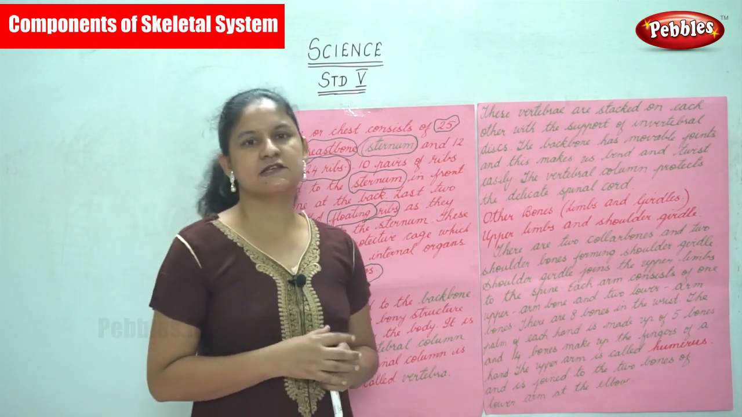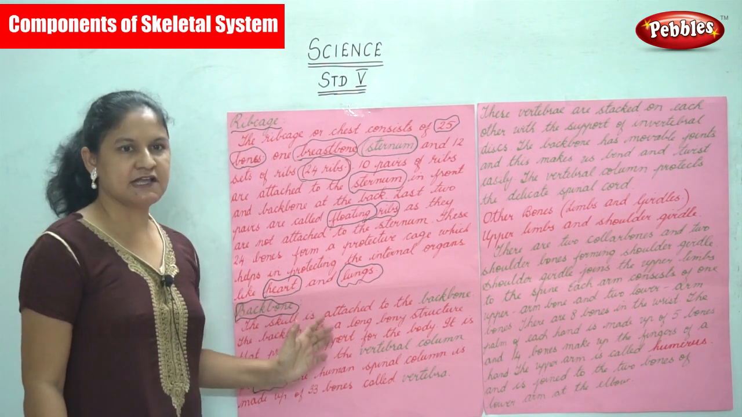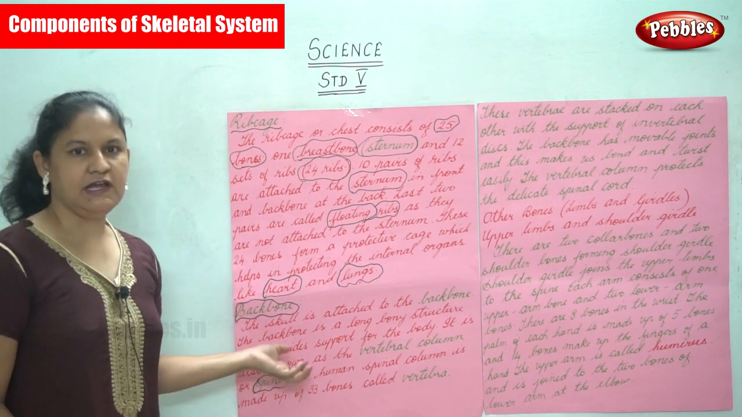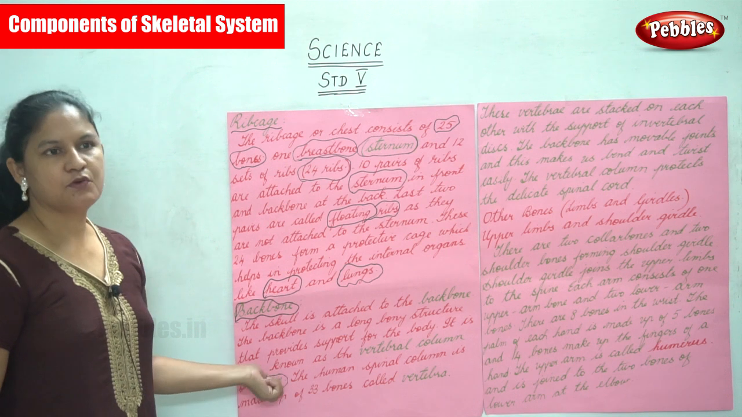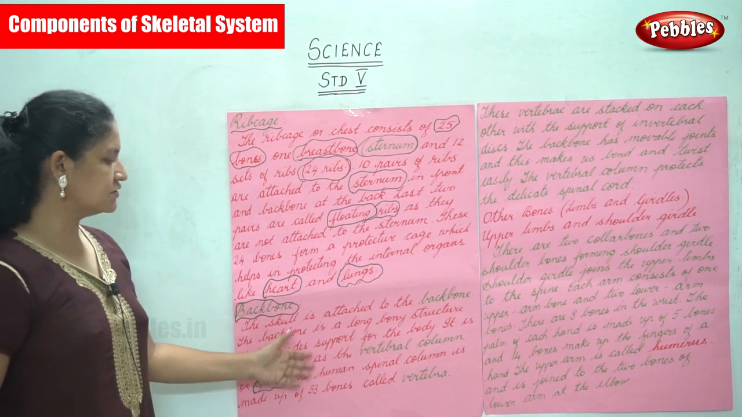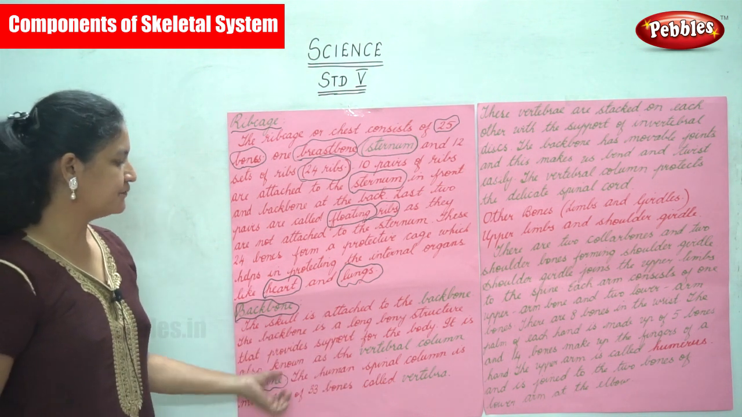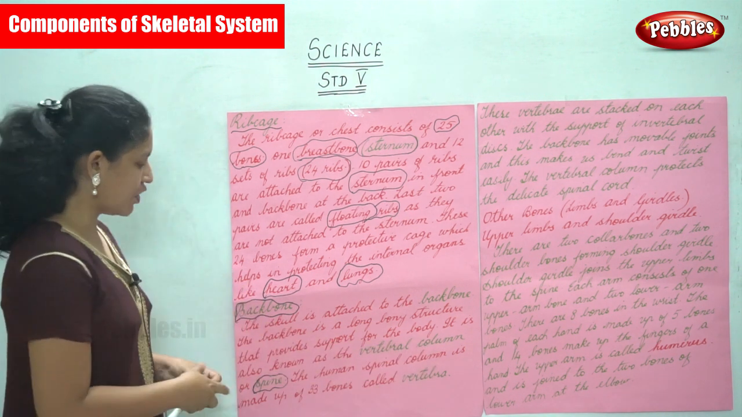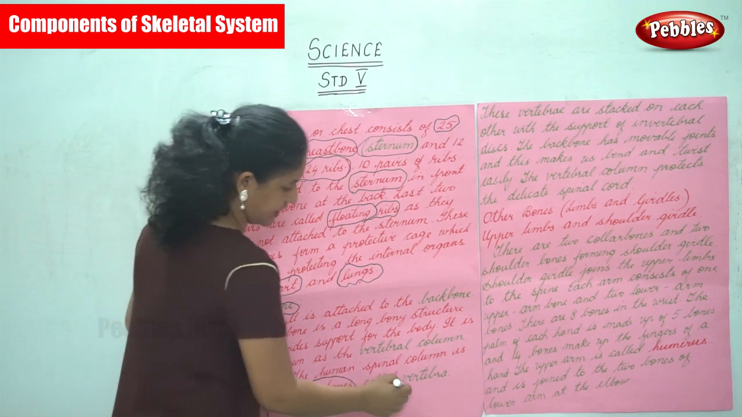So in the case of humans, we see that the skull is attached to the backbone. The backbone is a long bony structure that provides support for the body. It is also known as the vertebral column or the spine. The human spinal column is made up of 33 bones called your vertebra.